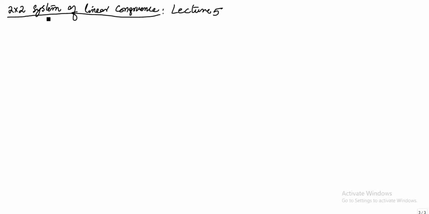Today's lecture is related to 2 by 2 systems of linear congruences. So this is lecture 5 of the lecture series. For example, we have a system AX plus BY congruent to E modulo M, and the second congruence is CX plus DY congruent to F modulo M.